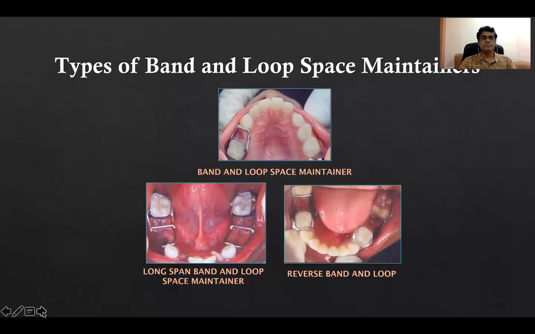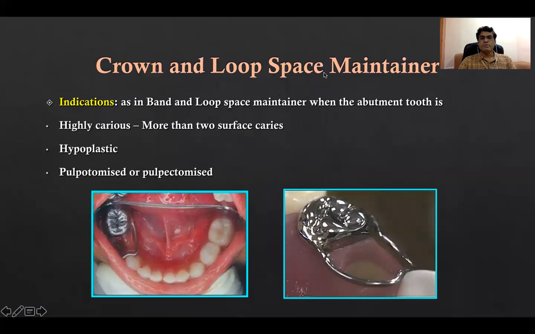Crown and loop space maintainer. The indications are the same as the band and loop space maintainer. However, if the abutment tooth is highly carious, that is more than two surface caries, or it is hypoplastic, or pulpotomized or pulpectomized, that is an endodontically treated primary abutment tooth, then you give a crown for the abutment tooth, and the loop will be placed. So it is termed as a crown and loop space maintainer. You can see here a crown and loop space maintainer in the mandibular arch.